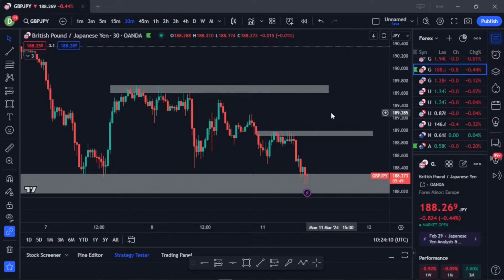So from here right now, there are two things you can put in mind. One, before you trade this market, you have to check the news to see whether the kind of news available today is going to affect the pair or not.